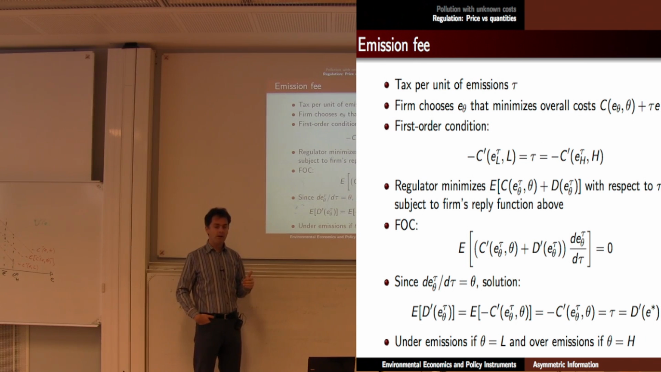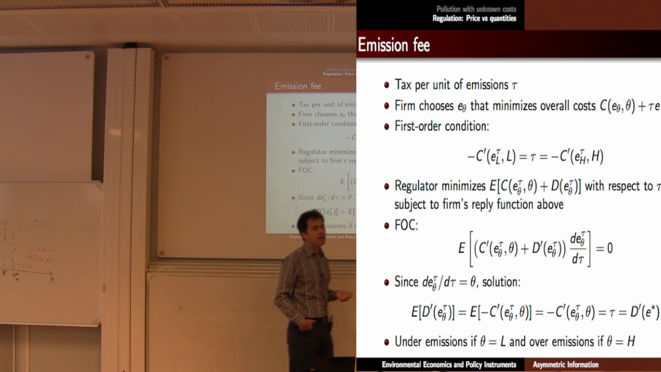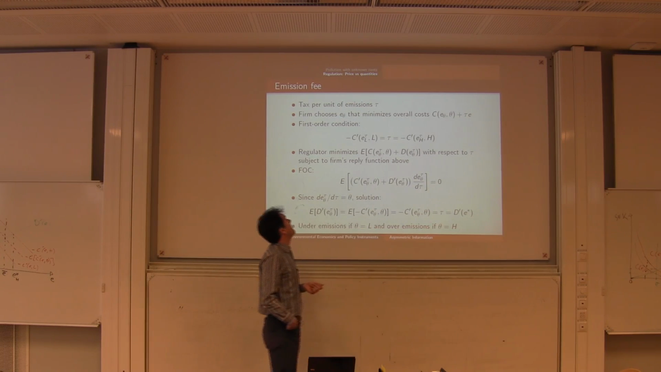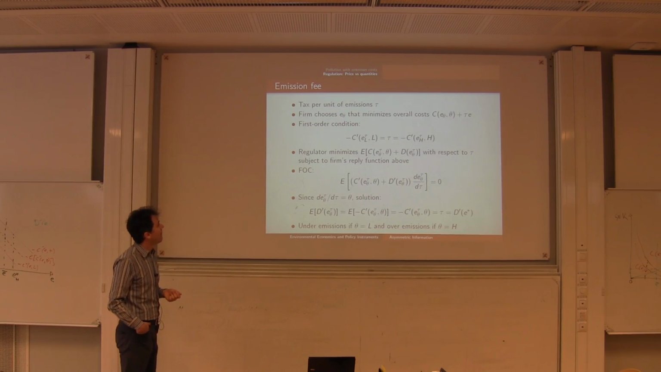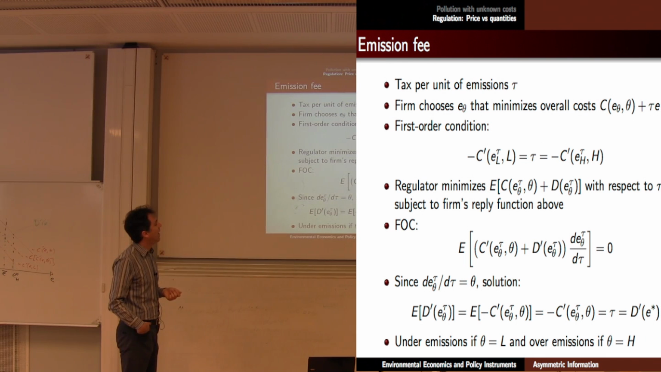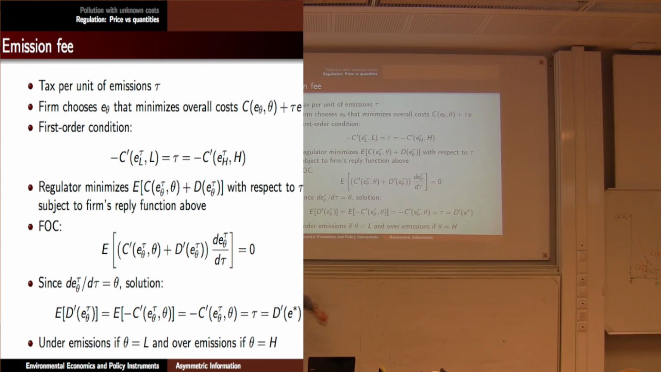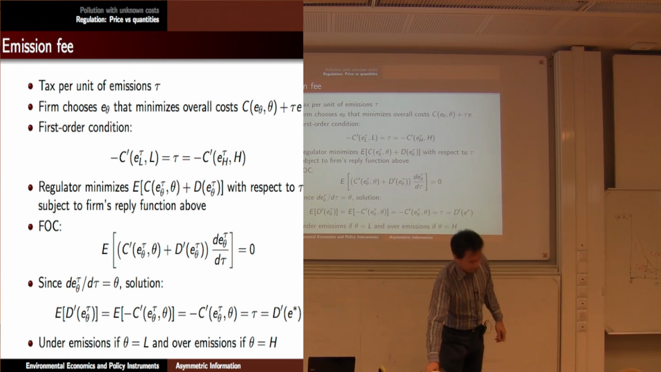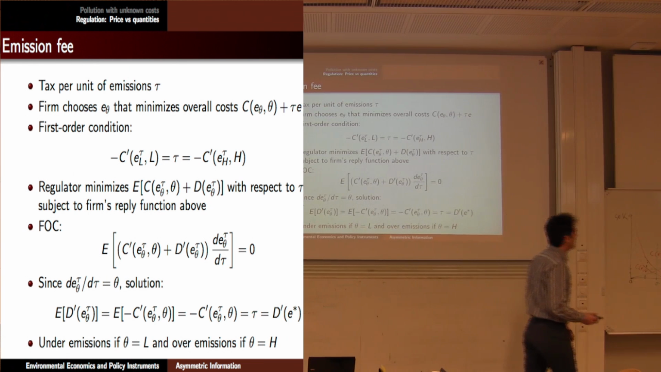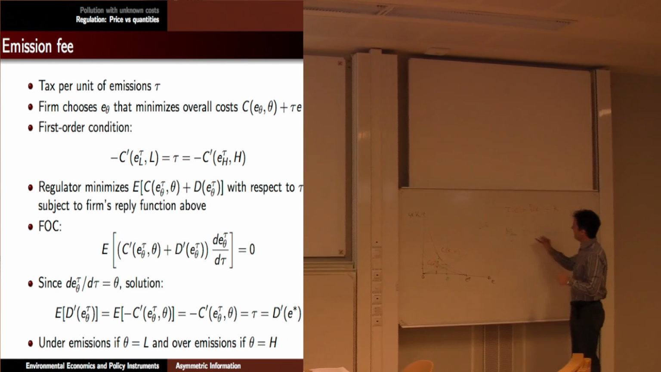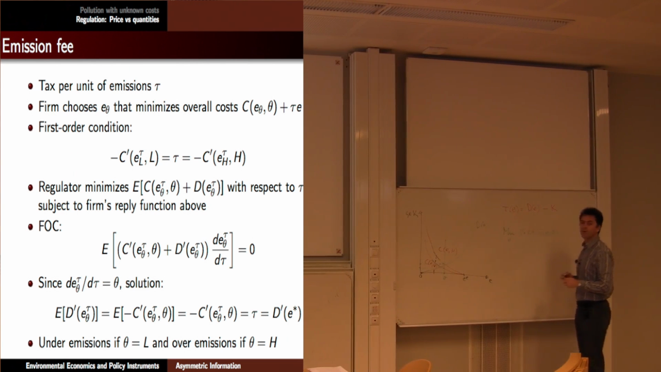Instead of setting a limit to the quantity of emission, you set a fixed price on emission. And here the price per unit of emission is constant. So it's a fee tau. So again, how will the firm react to this fee? The firm will do as before, minimize cost, but now the cost is just the tax per unit of emission times the level of emission.